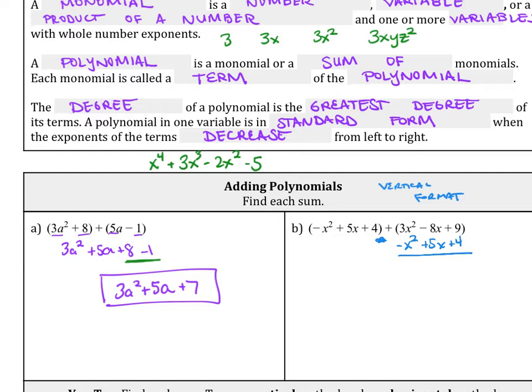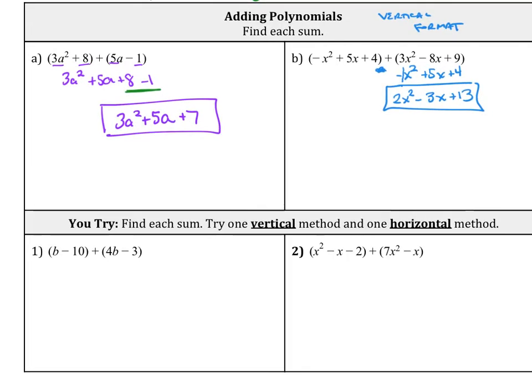And then add down. So 3x squared minus x squared. So remember there's an invisible 1 here. So 3 minus 1 is 2x squared. Negative 8x plus 5x is negative 3x. And 9 plus 4 is a positive 13. So this is done.